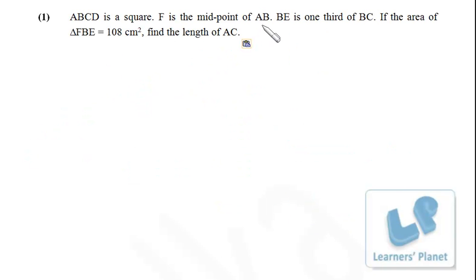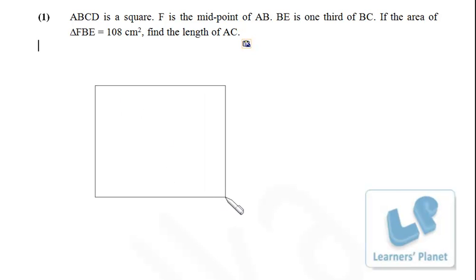ABCD is a square, F is the midpoint of AB and BE is 1/3 of BC. If the area of FBE is 108, find the length AC. First of all, we draw the diagram. ABCD is a square: A, B, C, D. F is the midpoint of AB. BE is 1/3 of BC, BE is somewhere here.